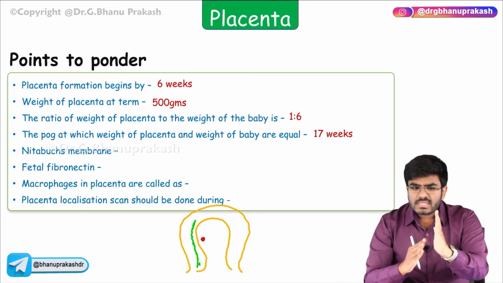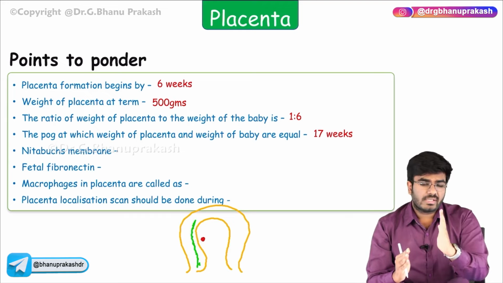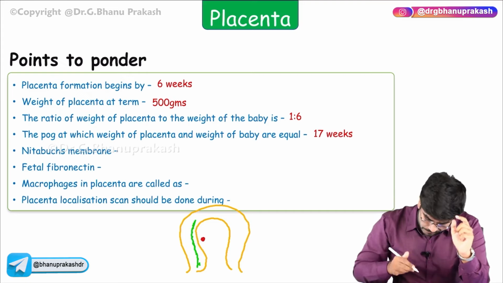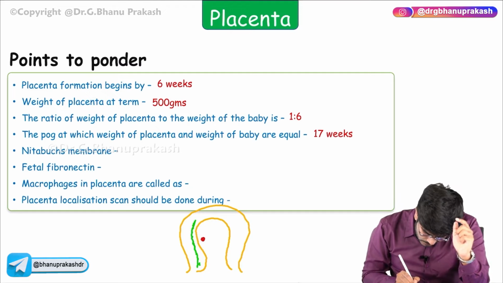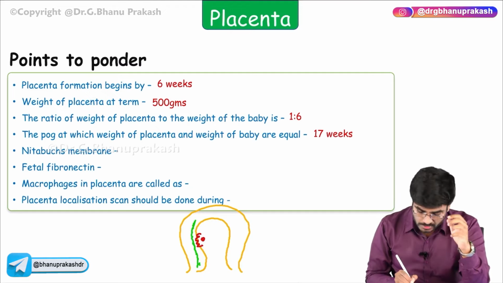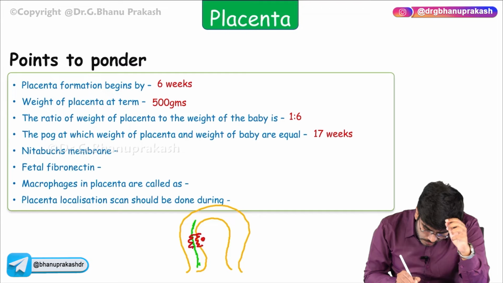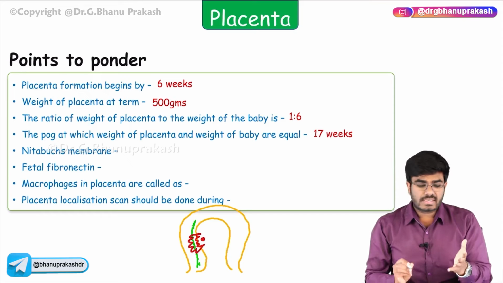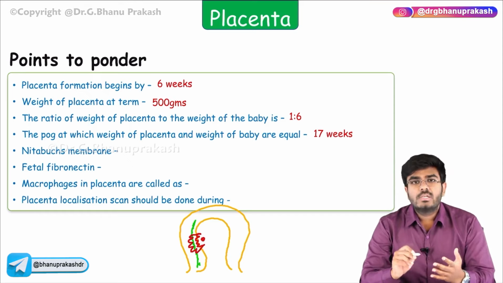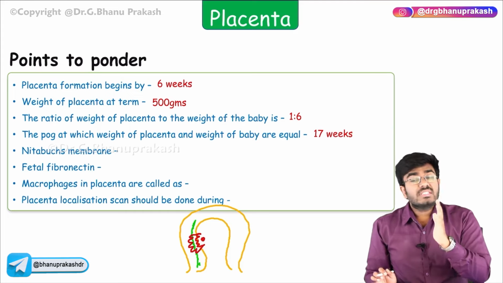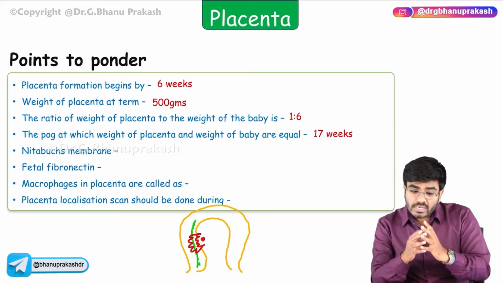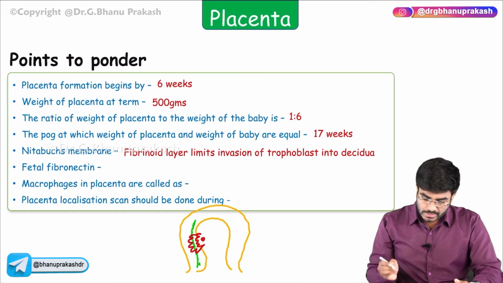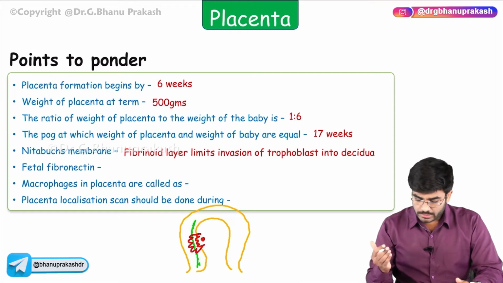If the Nitabuch's membrane is absent, what happens? The trophoblast of the embryo, especially the syncytial trophoblast, will invade deep into the myometrium and it will lead to morbidly adherent placentas like placenta accreta, increta, percreta. So what is the limiting membrane which doesn't allow the syncytial trophoblast to invade deep into the wall of the uterus? It is Nitabuch's membrane. It's a fibrinoid layer which limits the invasion of the trophoblast into the decidua.